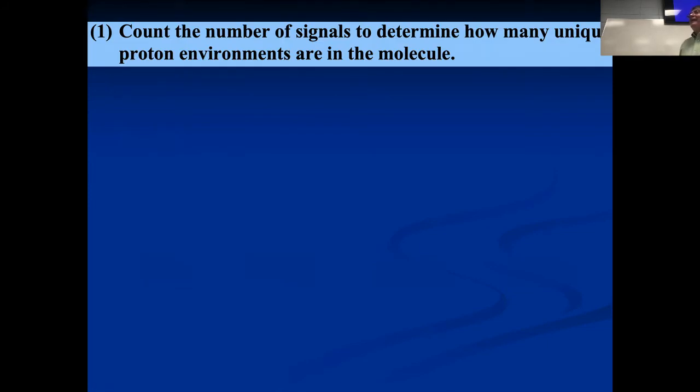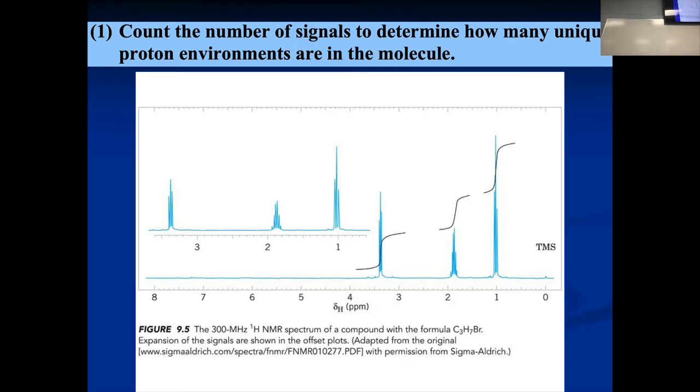All right, so the first thing that you're going to need to do is count the number of signals to determine how many unique environments are in a molecule. When I give you an exam question with NMR, count the number of signals and eliminate anything that doesn't have that number of signals. So if you look at an NMR spectrum and it only has one signal, anything that had two, three, four, five, whatever, can't be the answer, right? So that's the very first thing you're going to want to do.